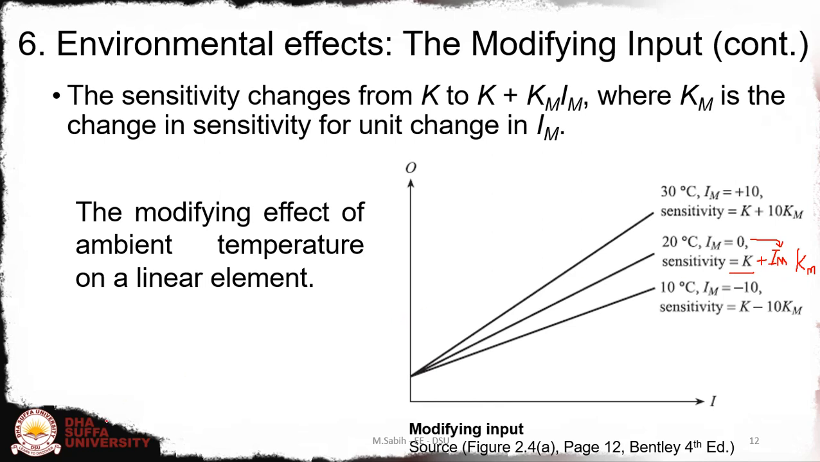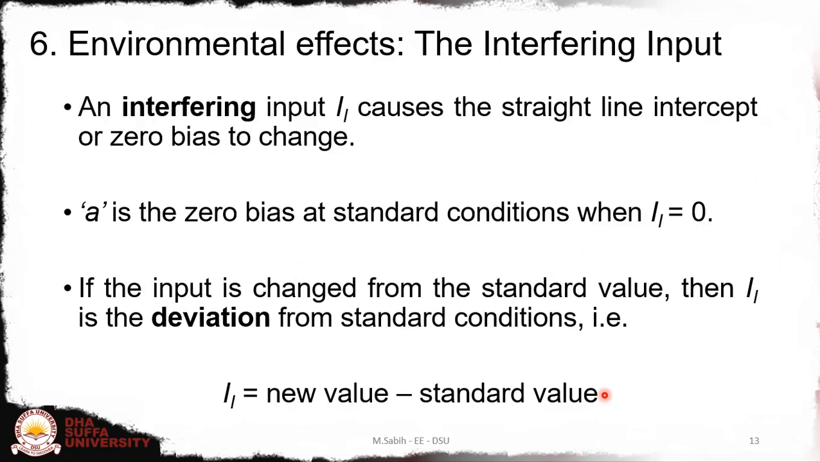So in a detailed model like this one, you see how the modifying input is changing the trend. This is the modifying effect because of the ambient temperature on a linear element. The second is the interfering input, which causes the straight line intercept, or zero bias, to change.